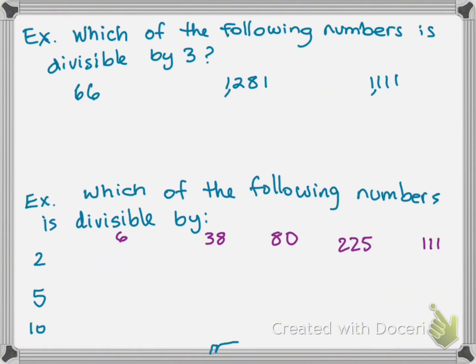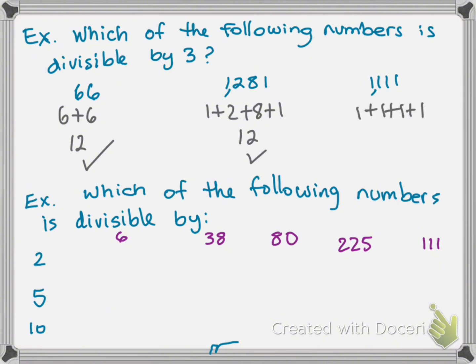Let's look at this example. In this case, they're asking just if they're divisible by 3. So all we do is add the digits in each one of them. In this case, 6 plus 6 is 12, and 12 is a multiple of 3. So 66 is divisible by 3. In the next example, we do the same and add all the digits. And in this case, it is 12. And 12 is also a multiple of 3. So the number is divisible by 3.